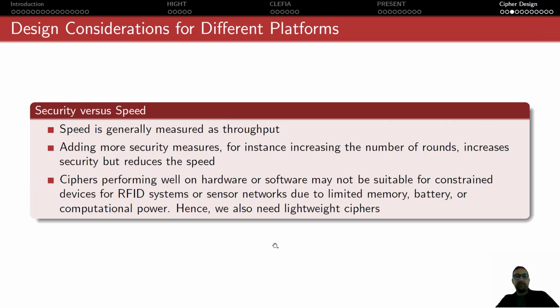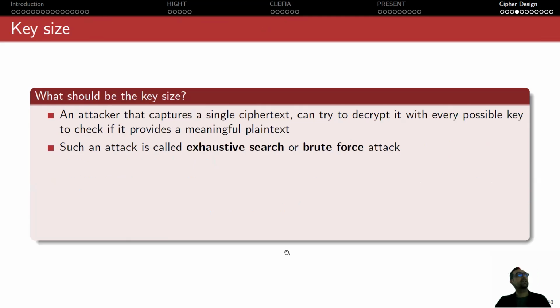And ciphers performing well on hardware or software may not be suitable for constrained devices, for RFID systems or sensor networks due to limited memory, battery, or computational power. This is why AES is not the solution for everything. Sometimes we need lightweight ciphers, okay? So let me go back to our initial topic, which was about the key size.